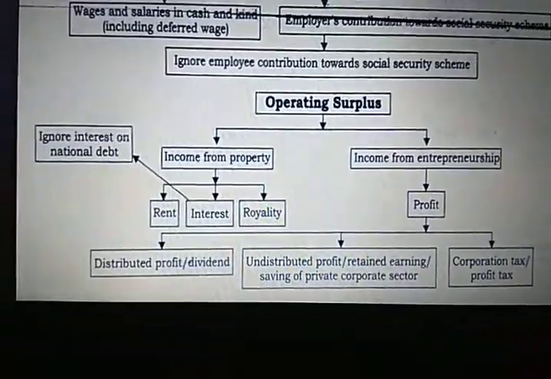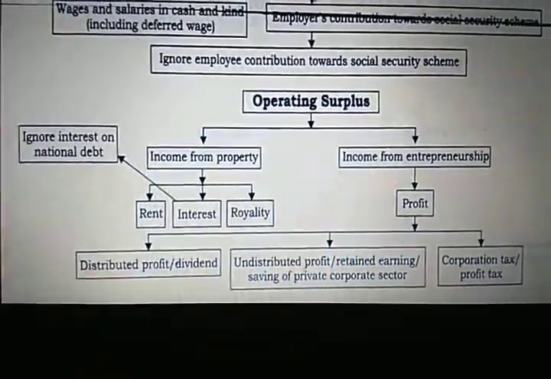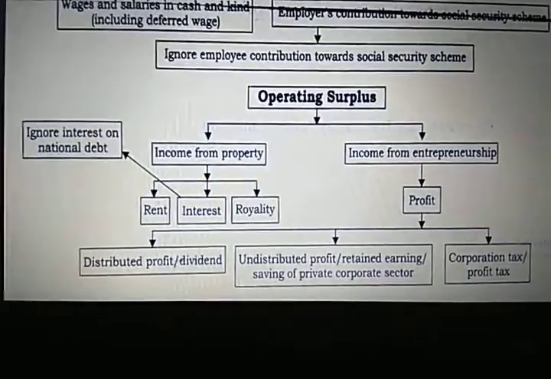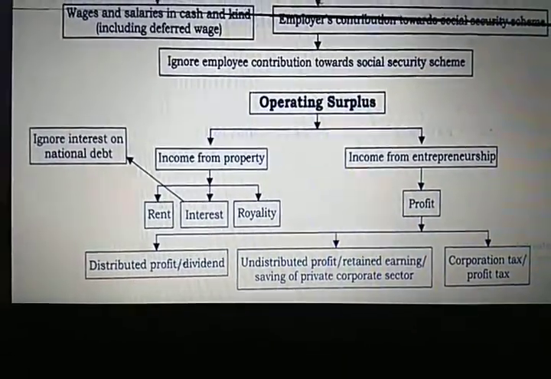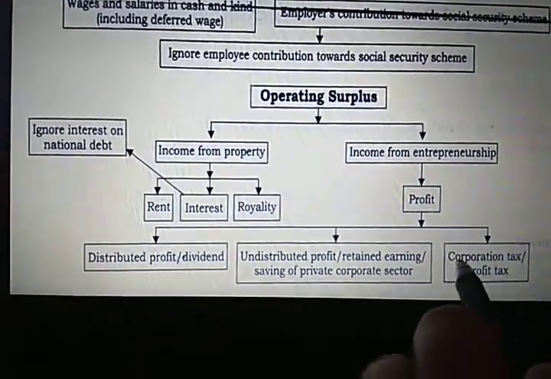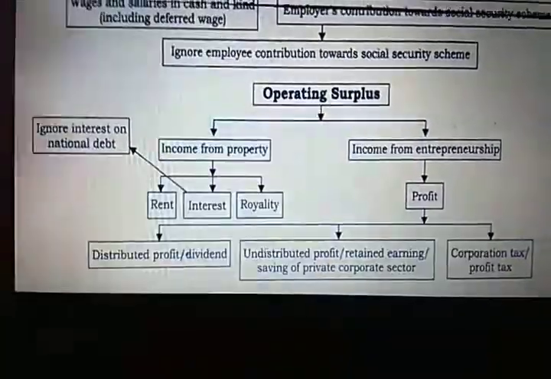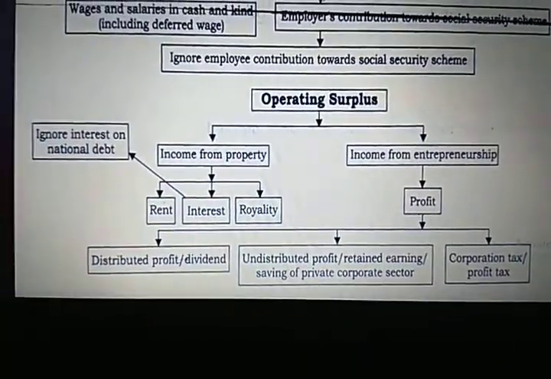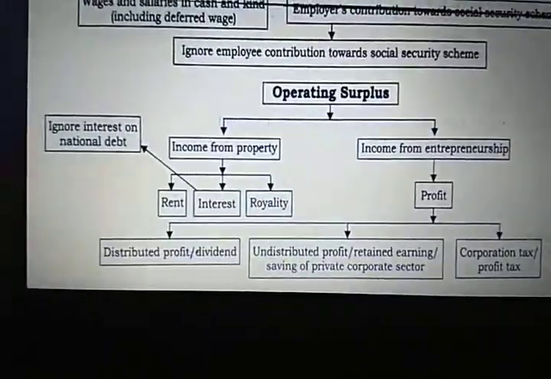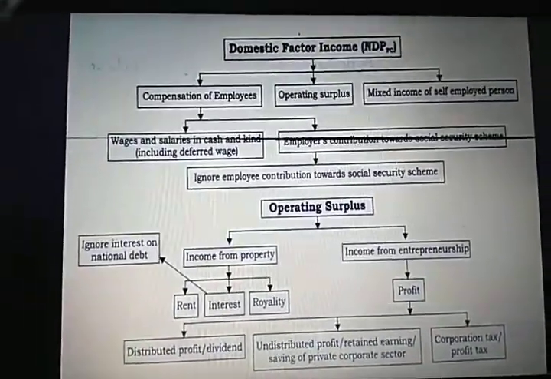Next is corporation tax or profit tax. So what is that, students? Corporation tax or profit tax, and why is it a part of profit? This is that part of profit which is given to the government. So it is a part of tax which is given to the government. That is why it is a part of profit. So operating surplus includes these four components.